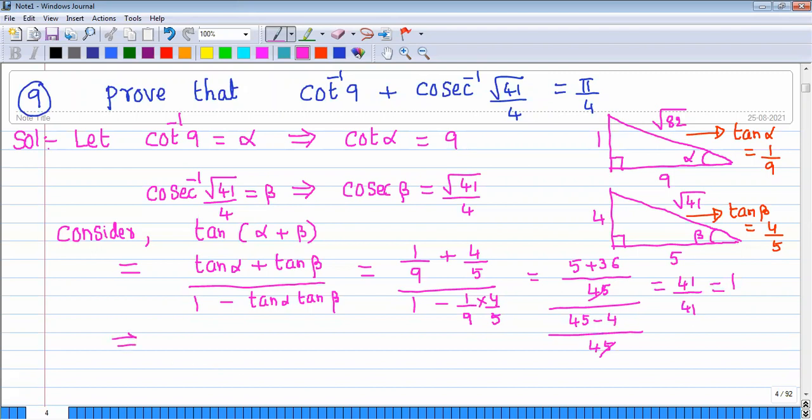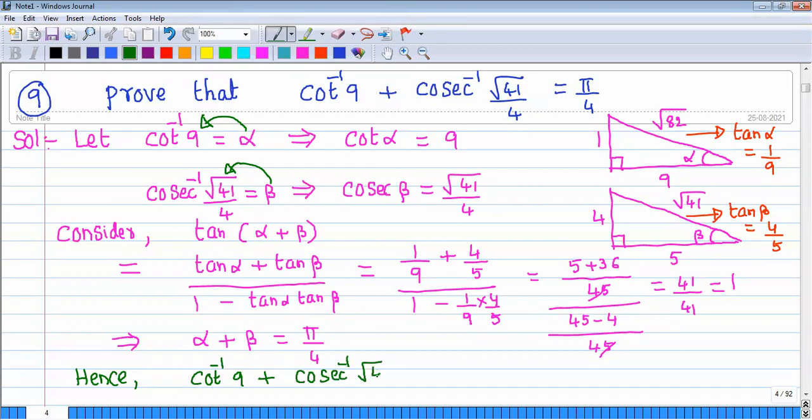Therefore, alpha plus beta is equal to 45 degrees. What do you mean by alpha? Cot inverse 9. Beta is cosec inverse root 41 by 4. So hence we can write cot inverse 9 plus cosecant inverse root 41 by 4 equals pi by 4. Hence it is proved.